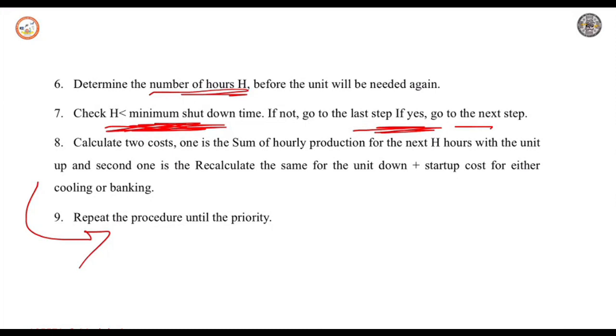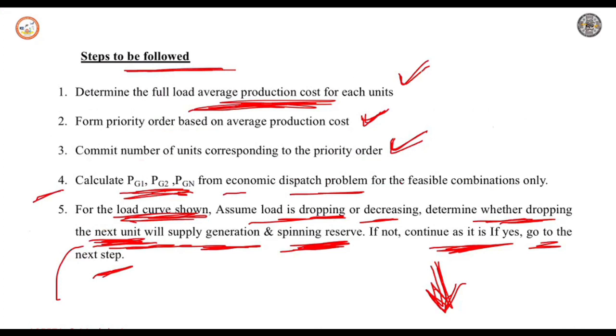Calculate the two costs. One is the sum of the hourly production cost for the next H hours with the unit up, and the second one is to recalculate the same for the unit down plus the startup cost, either considering the cooling cost or the banking cost. So let us take an example to understand this priority list method.